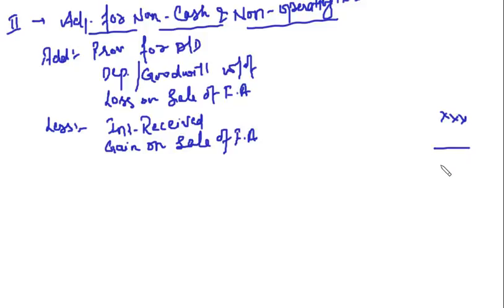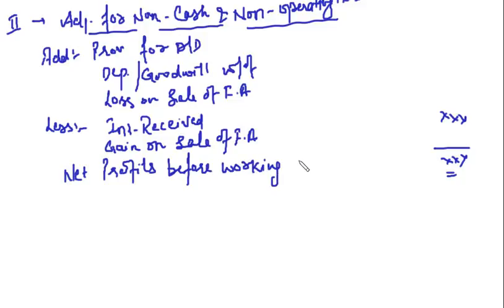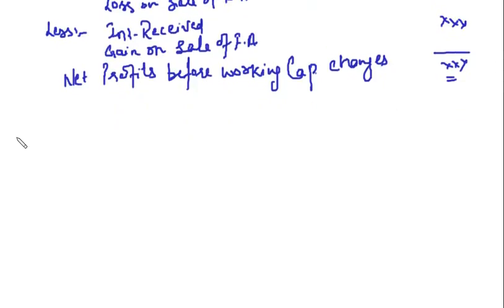Whatever the amount that we get, we say as net profits before working capital changes. Okay, this much is clear. This much we have discussed in the previous lectures. Now, moving on to the third step.